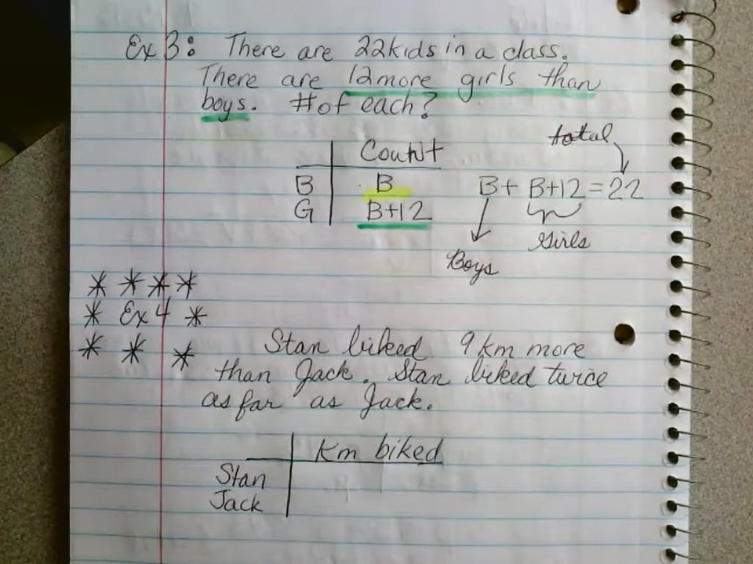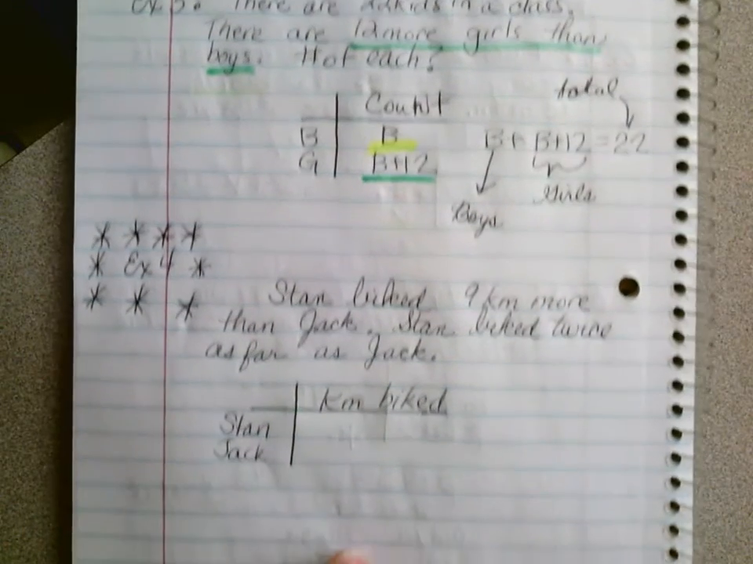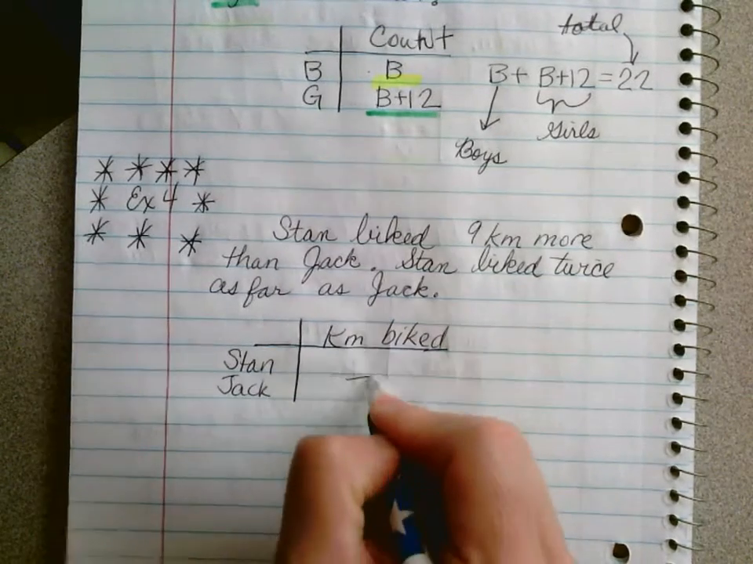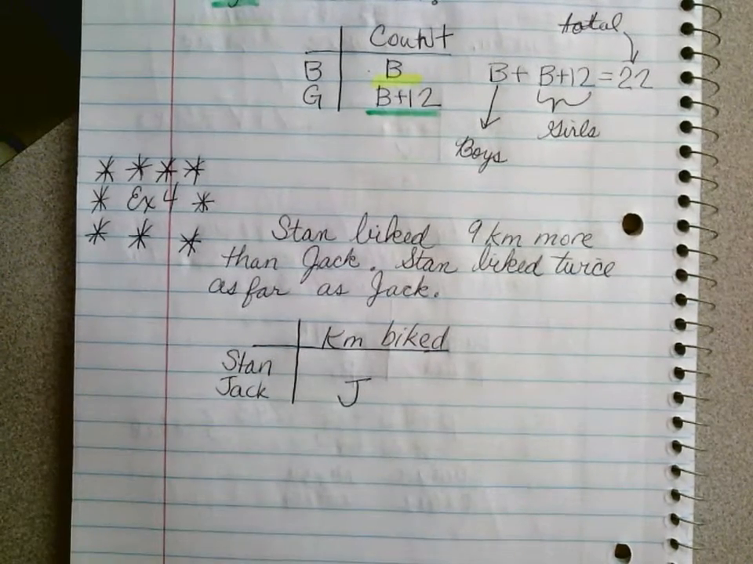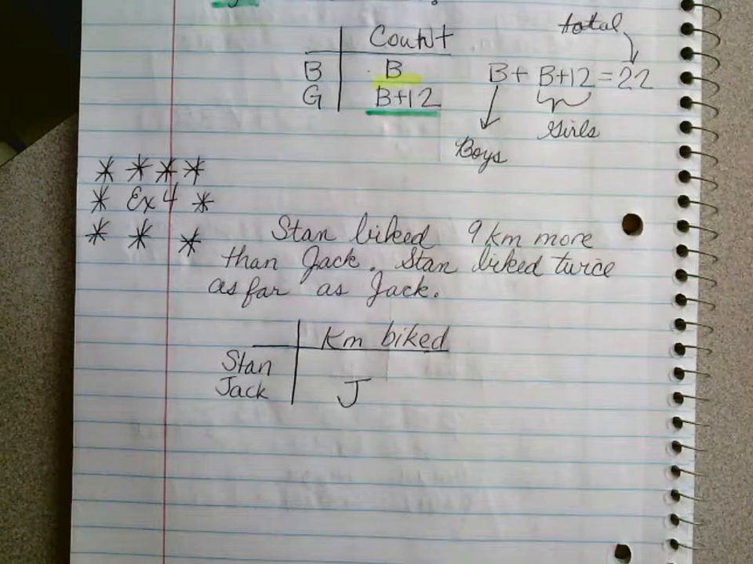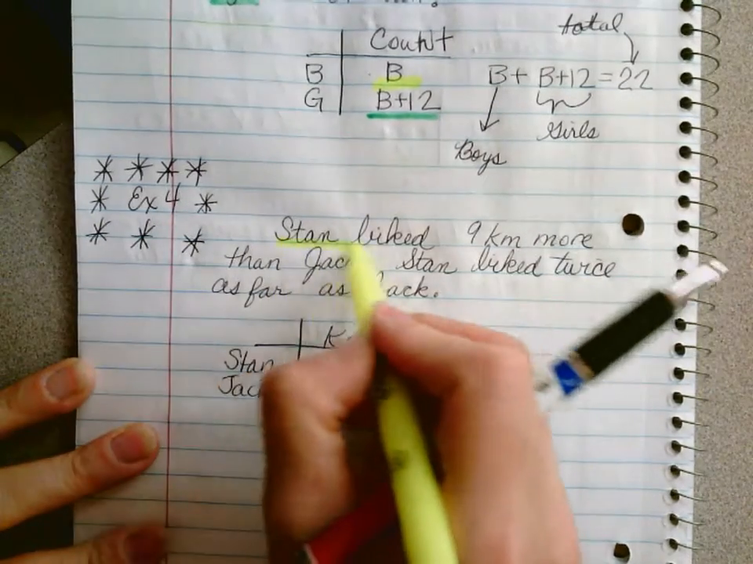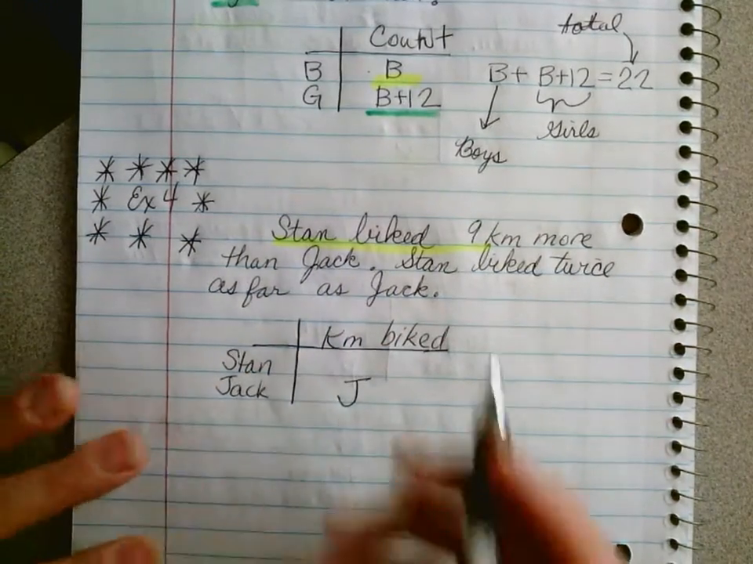What do I know about Jack? Jack is Jack, right? And everything else uses Jack as your base of reference, right? First sentence says, Stan biked 9 kilometers more than Jack. How can I indicate that using a variable expression? Tell me. J plus 9.